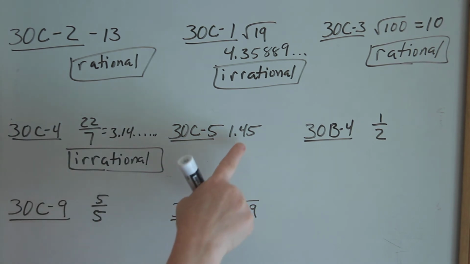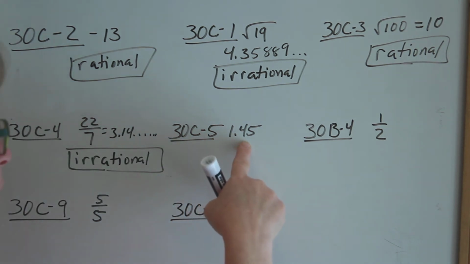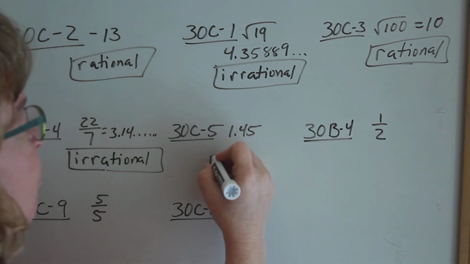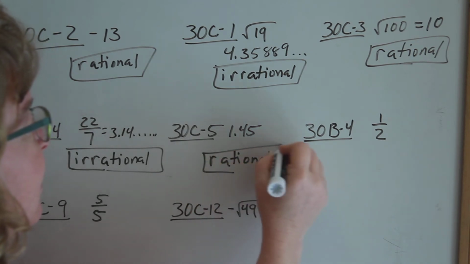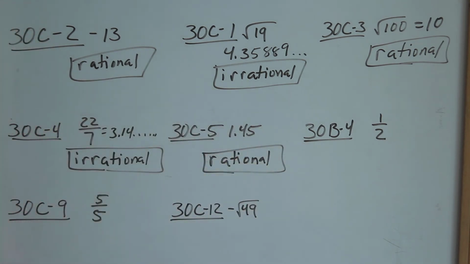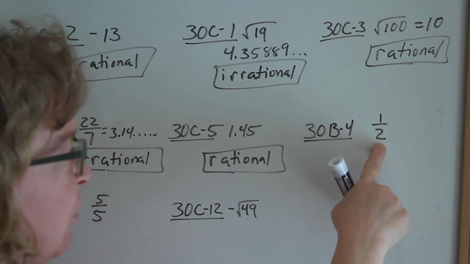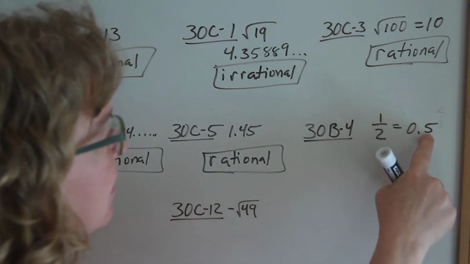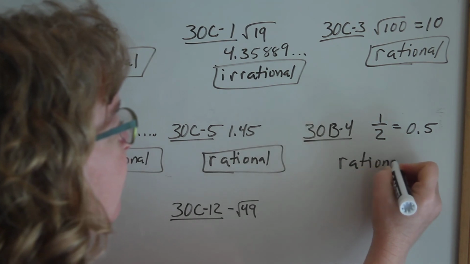30C number 5, 1.45. It's a decimal, but it doesn't keep going on forever. It has an end to it. So a decimal that does end, that terminates, is rational. Only never-ending decimals that don't repeat are irrational. An ending decimal is rational. 1/2. If you put that into your calculator as a decimal, that is 0.5. It's a decimal that has an end. Decimals that have an end are rational.